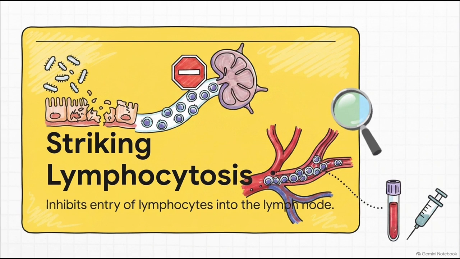Okay, highlight this next basic science buzzword in your brain. Beyond that mucosal breakdown we just talked about, pertussis causes what is termed striking lymphocytosis. And why does this happen? Well, the pathogen literally inhibits the entry of lymphocytes into the lymph nodes. Because they can't get into the lymph nodes where they actually belong, they essentially back up and pool in the bloodstream. That's what leads to that strikingly elevated white count when you do a blood draw.